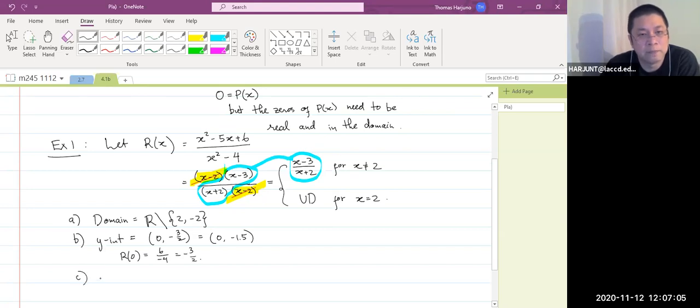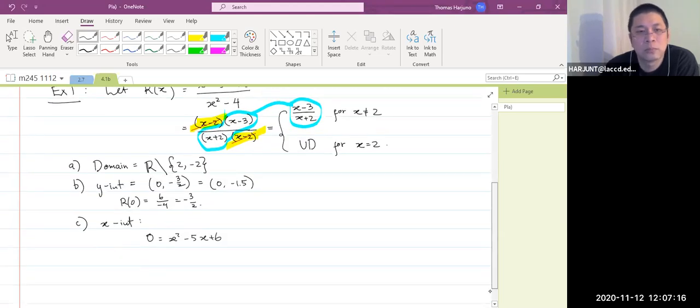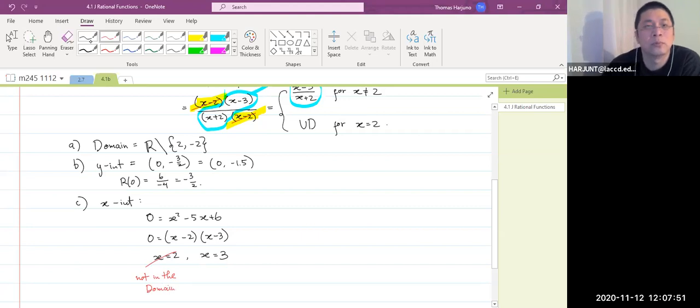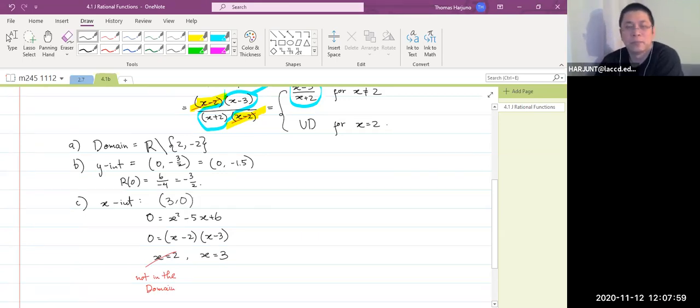How about the x-intercept? I look at the numerator, set it equal to 0. So I get x equals 2 or x equals negative 2. I'm sorry, equals 3. But you see that negative 2 is not in the domain, so I have to cross it out. Not in domain. Okay, so the x-intercept is (3, 0) only.